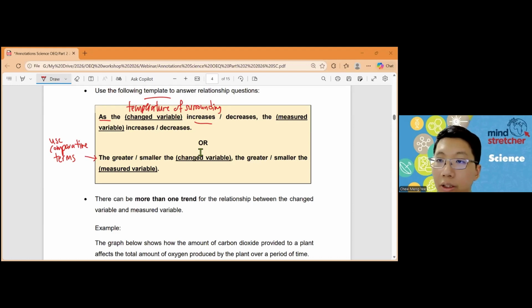Let me just look at what is change variable. Change variable is the variable changed intentionally for your experiment.